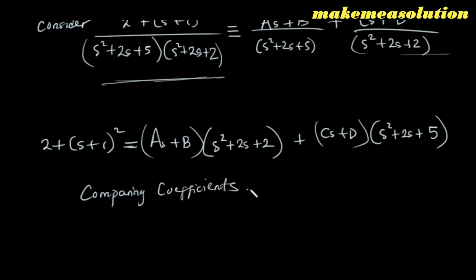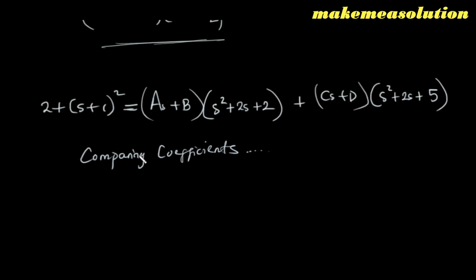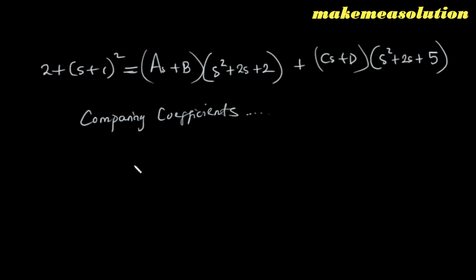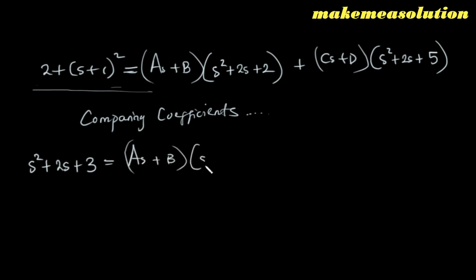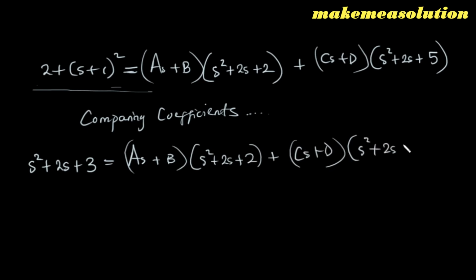Now, there are different ways of comparing coefficients. Someone can decide to open all these things, then collect all the terms together, all the terms in s squared, all the terms in s cubed, s, and all the constant terms. But trust me, I'm not really going to follow that approach, because I believe it may waste time. So what I'm just going to do is expand only the left-hand side. Expanding only the left-hand side gives you s² + 2s + 3. When you expand the left-hand side, it's equal to (as + b)(s² + 2s + 2) plus (cs + d)(s² + 2s + 5).